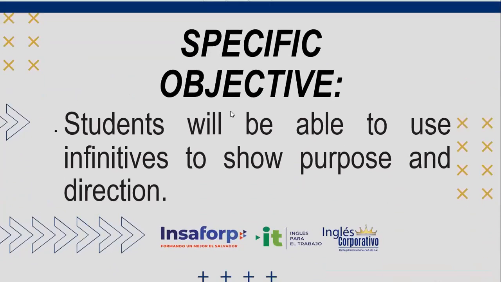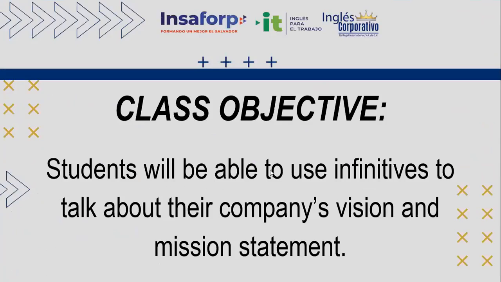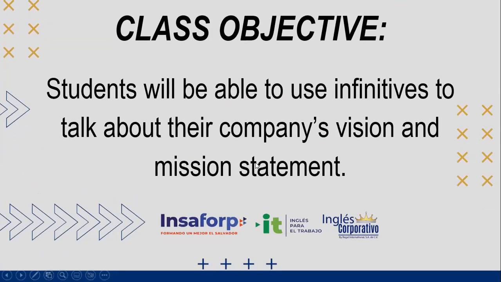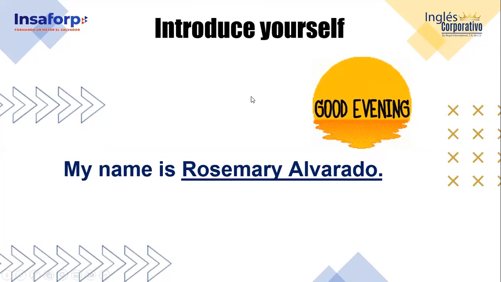And so to start, today we are going to learn a little bit about infinitives. Those are the verbs that have "to" plus another verb and show a purpose. And also we are going to talk about the vision and the mission of the companies that you work for, okay? And to start, I want to know your names, okay? Sometimes I learn the names, sometimes I don't remember them, but with the days, we're going to learn them, okay?